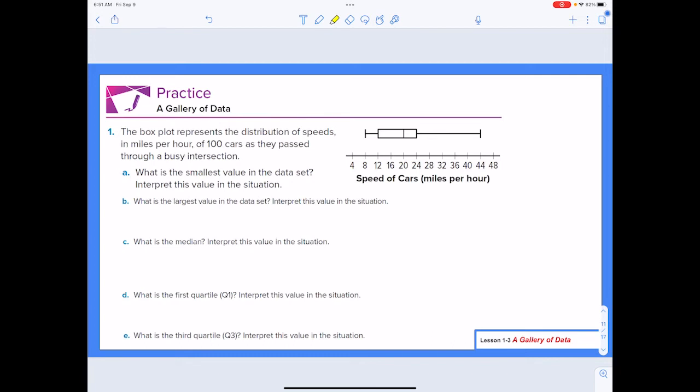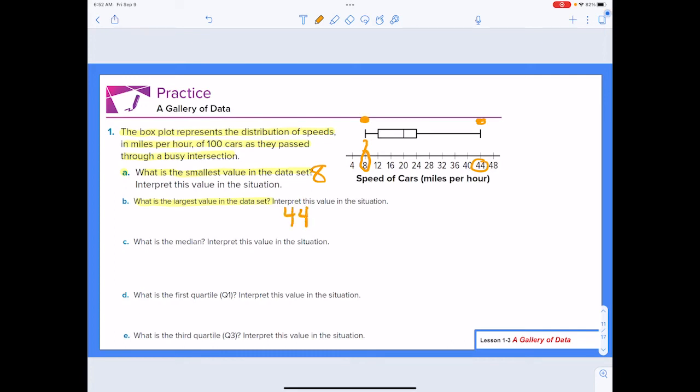All right, number 1. It says the box plot represents the distribution of speeds in miles per hour of 100 cars as they pass through a busy intersection. A. What is the smallest value in the data set? Well, the smallest value in the data set, in this case here, we have to look at this point right there. That's going to be our minimum. So our smallest value is going to be 8. Okay. Next one, what is the largest value in the data set? Well, our largest value is at this line here. So our largest value is going to be 44.